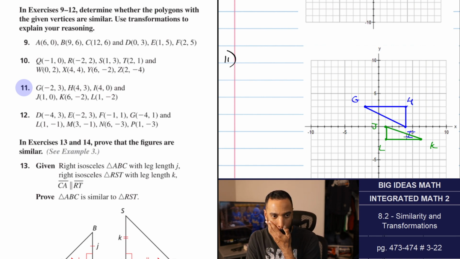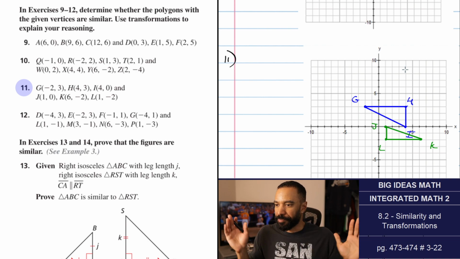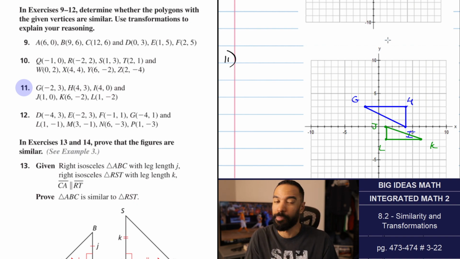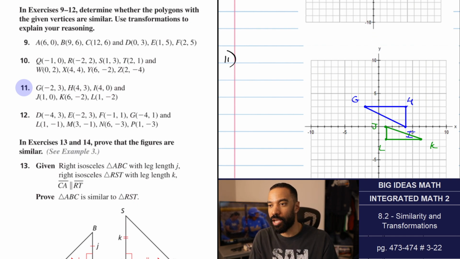J, K, L, G, H, I. Okay. When it comes to dilations, because here's what we can acknowledge. They're both right triangles. Are they similar right triangles? Do they have a proper scale factor, a similarity ratio? I don't know. We'll see.